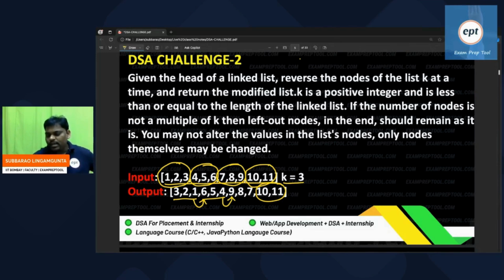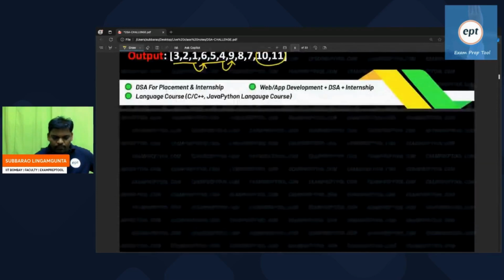I will explain first how to reverse it, then we will solve this problem, the problem which they have given. But first, let me explain how to reverse it. Right? I am going to explain it here.